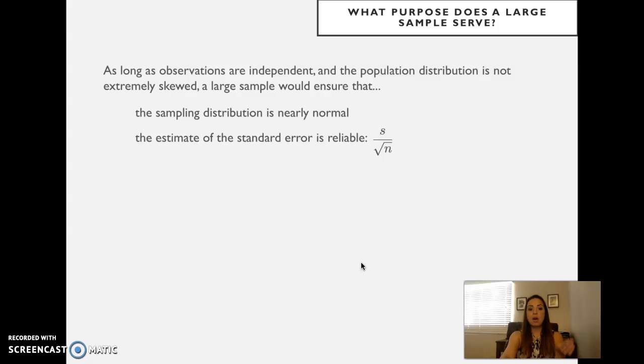Remember, the estimate of standard error is obtained by the standard deviation of the sample divided by the square root of n. But the standard error is really equal to the variance of the population divided by the square root of n. So we want this to be a good estimate of the variance in the population. Right? It has to be a good estimate.